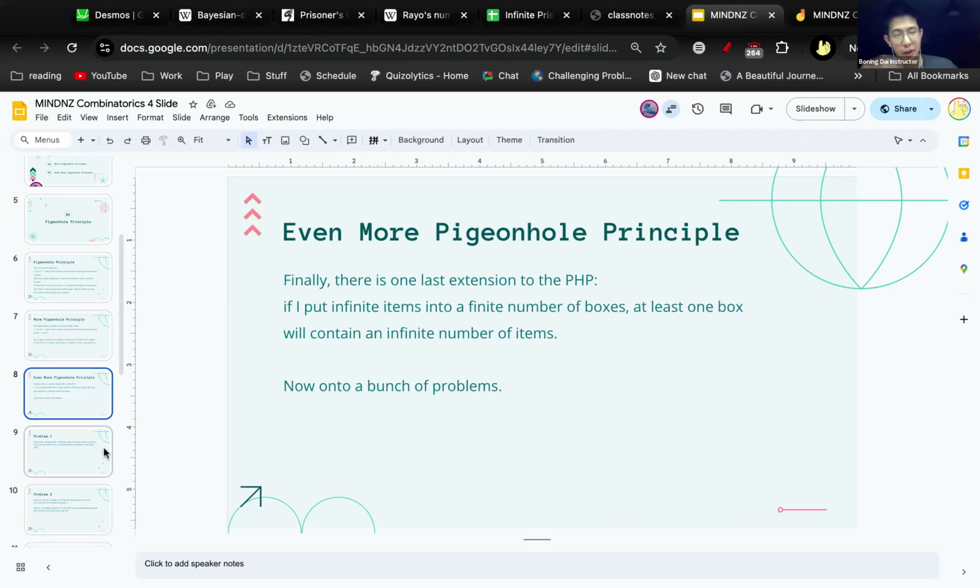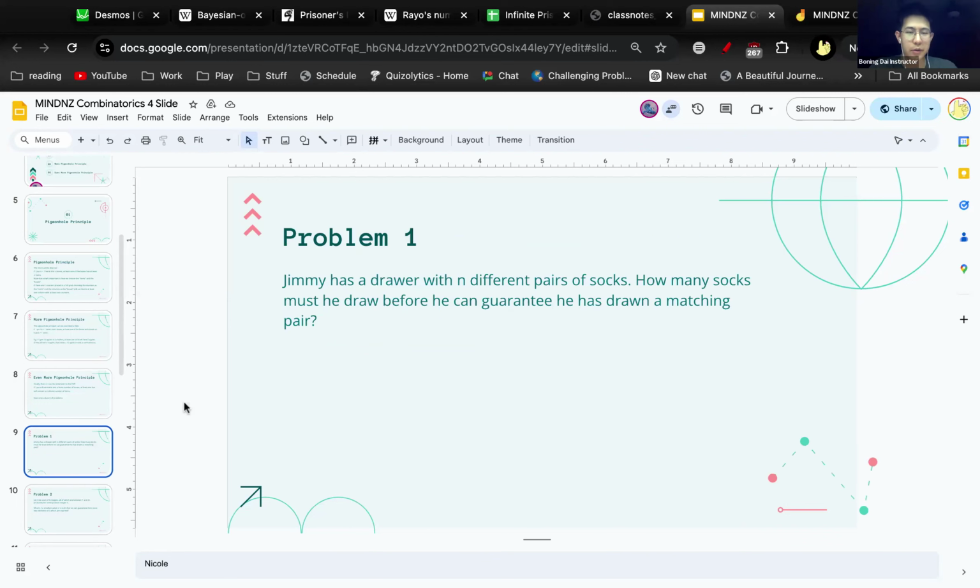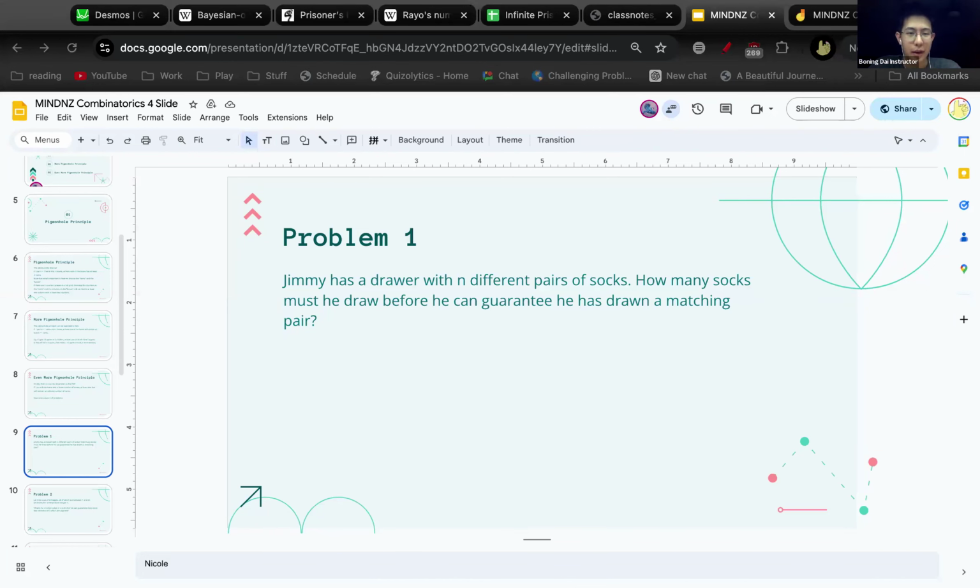Okay, anyways, now that you know the gist of pigeonhole principle, we can do some problems. Jimmy has a drawer with n different pairs of socks, and how many socks must he draw before he can guarantee he has drawn a matching pair? This is a pretty classic problem. You might have seen it on the Otago problem solving challenge, but I'll give you about 2 minutes to work on this problem. And if you have the answer, just say it in the chat.